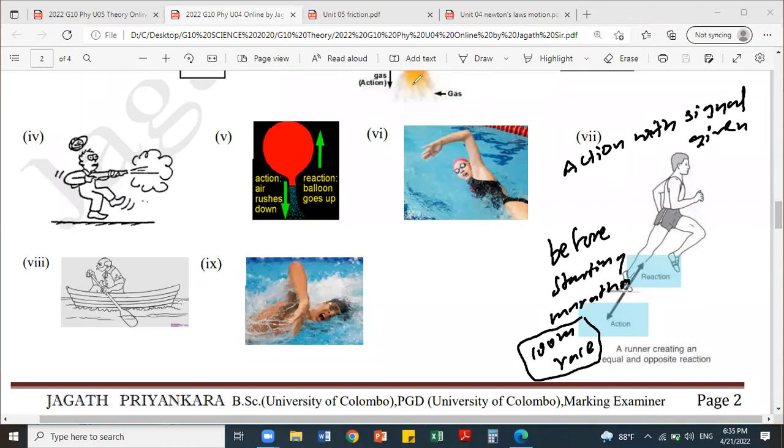Next one, number 8. Rowing. You make the action on the water by the pedal.